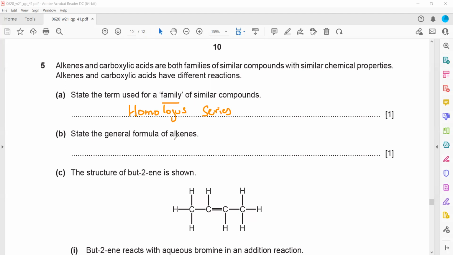Then state the general formula of alkene. How can we get the alkene? So the general formula of alkene: the number of hydrogens is always twice the number of carbons. So the general formula is CnH2n. If the same question was there for the general formula of alkane, then it will be CnH2n+2. So every series has its own general formula.